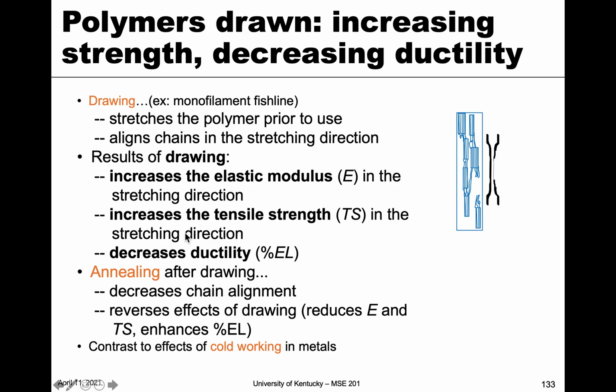And just like metals, we can actually anneal after this drawing process, and that will decrease the alignment and reverse the processes that we just saw in drawing. So decrease the modulus and strength, and enhance the percent elongation, so the ductility. So this is very much the same as cold work and annealing in metals, but obviously the blocks here are polymer chains and not polycrystalline material.